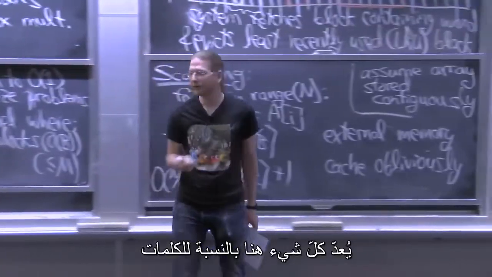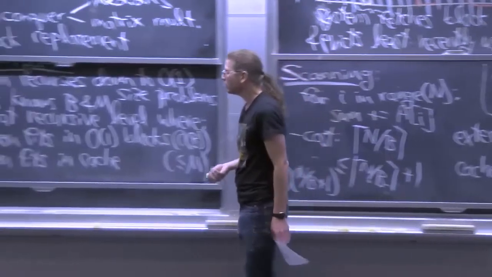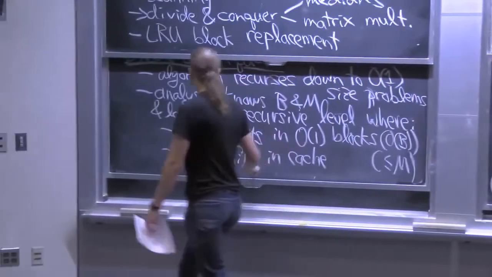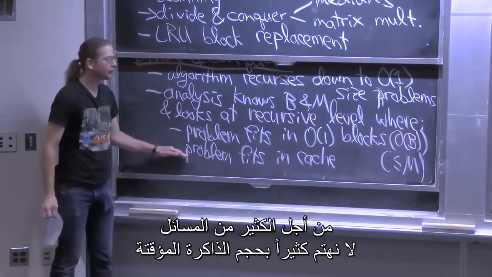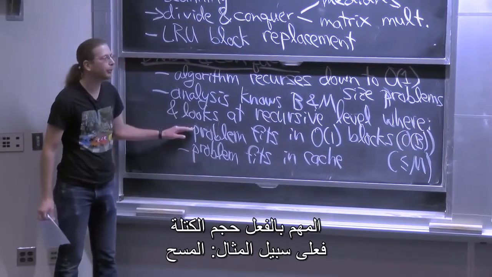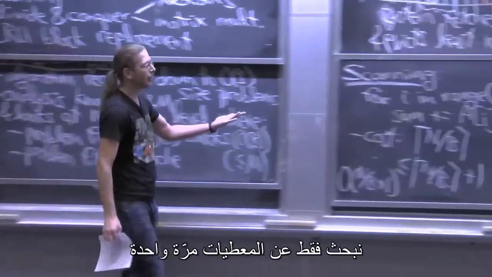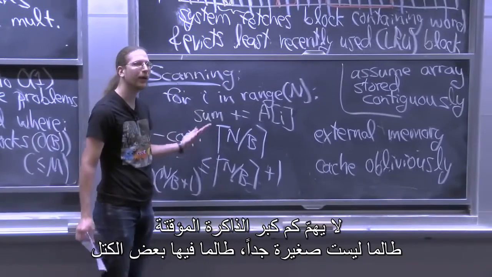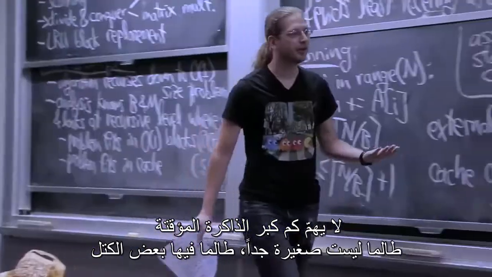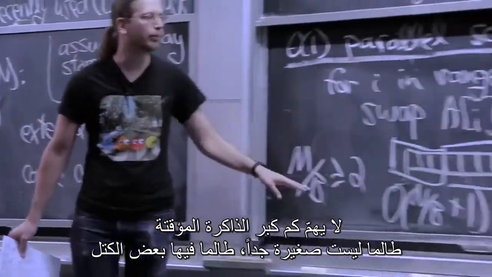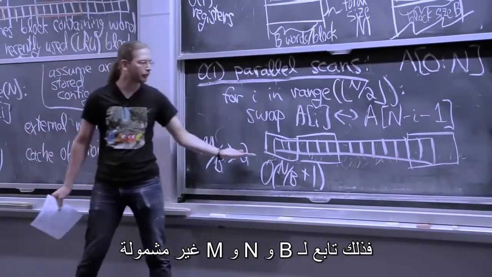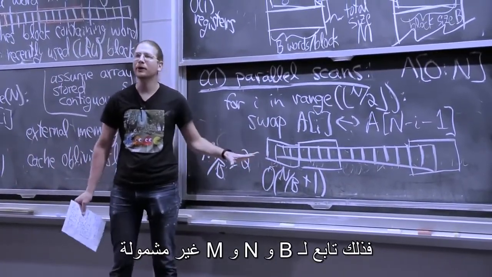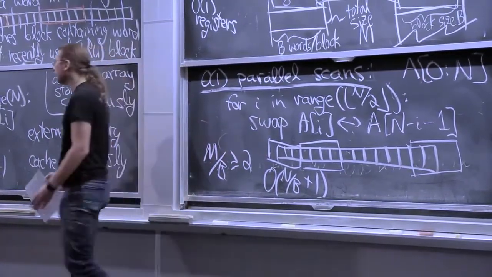Okay, everything here is counted in terms of words. Okay, this is the more obvious one. For a lot of problems, the cache size isn't so relevant. What really matters is the block size. For example, scanning, you're only looking through the data once. So it doesn't matter how big your cache is as long as it's not super tiny, as long as it has a few blocks. Then it's just a function of B and N, no M involved. Okay, so for that kind of problem, this would be more useful.